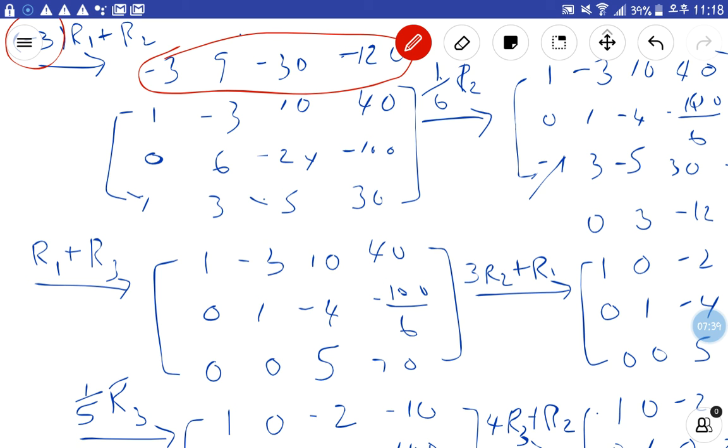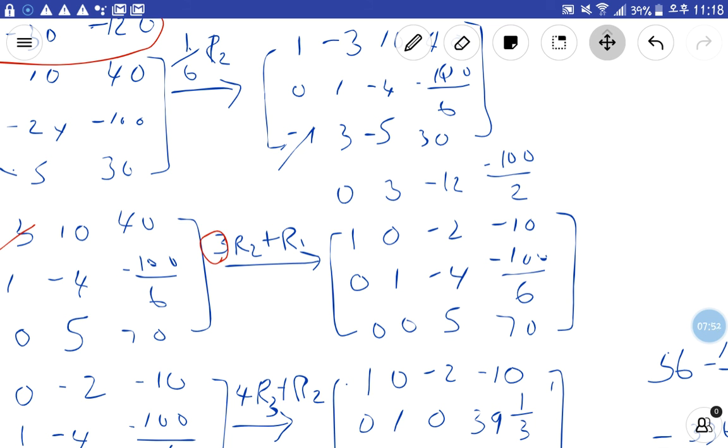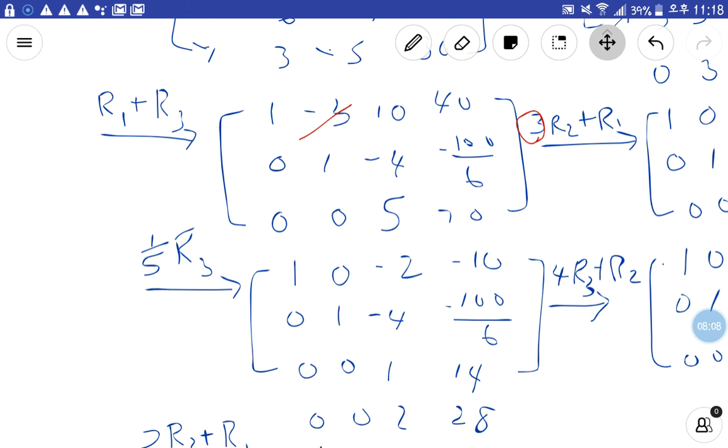Now what? I want you to cancel out my negative 3 right here. So I'm going to times 3 onto my second row and add up to my first row. And it would look like that. 1 0 negative 2 negative 10, 0 1 negative 4 negative 100 over 6, 0 0 5 70. Now what? You're going to times 1/5 to my third row so that I can make 5 into 1. So everything should be the same except your third row.